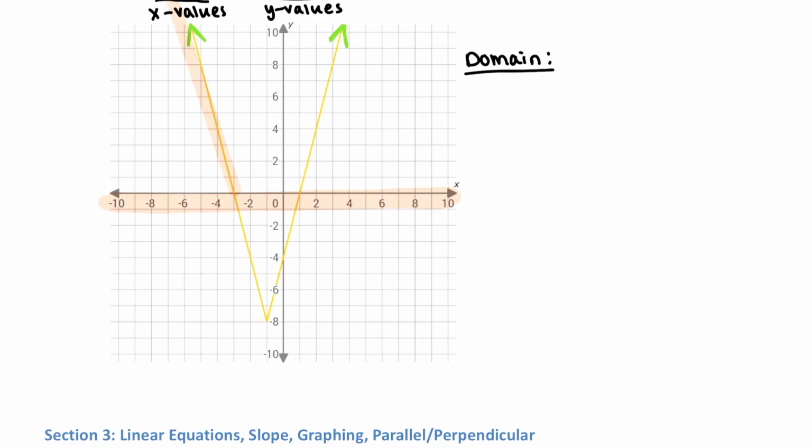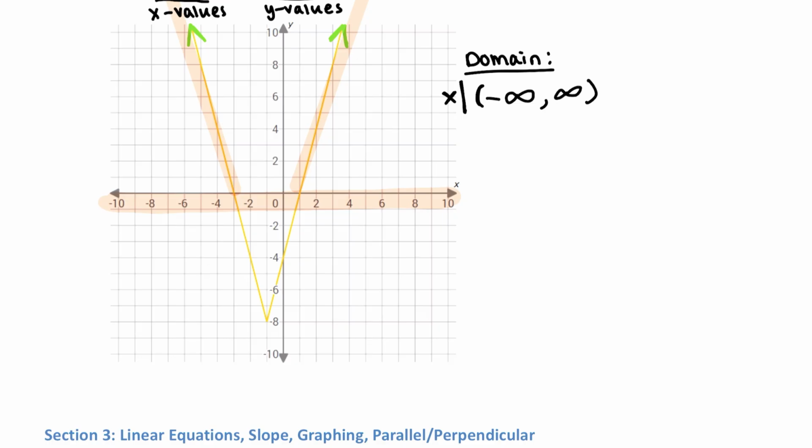So since it keeps going on and on, the left side of our domain is going to be negative infinity. I'm going to put a comma. I'm also going to put an x here. So we have x, negative infinity, and then on the right side, it looks like our graph also just keeps going on and on to the right forever and ever. So that means the right side is positive infinity.